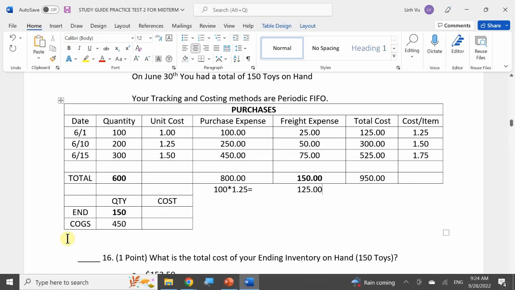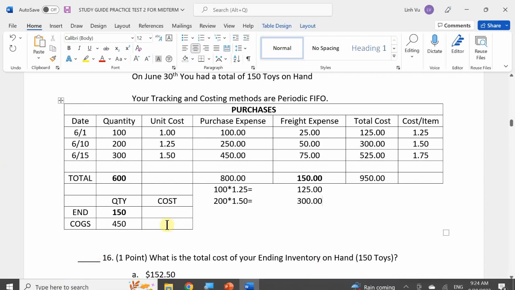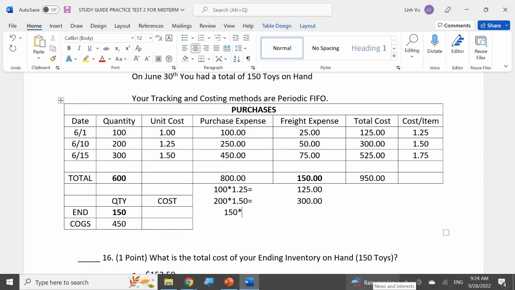So you're going to get rid of your 200 batch at $1.25, which we already know what that total is. It's $250. So now I sold 300. How many more do I need to keep selling? 150. You need to sell 150 out of the 300, which is $1.75 each. So you need to calculate this. How much is 150 times $1.75?